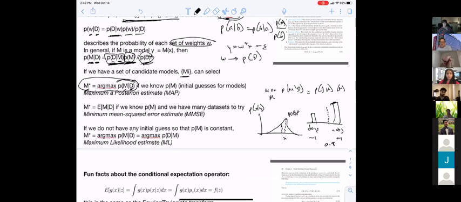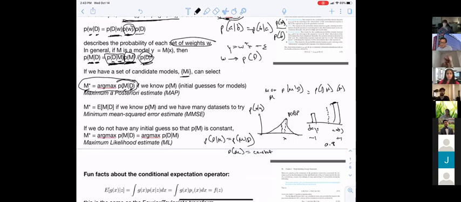So you don't have a prior guess as to what your model might be, or in this case, what the weights might be. So you say they're all equally likely, right? That's the equal probability assumption. Like, I know nothing to begin with, anything's possible. Well, then that's a constant. And in that case, the probability of D given M is equal to the probability of M given D, right? That makes life easy because P of M is a constant.